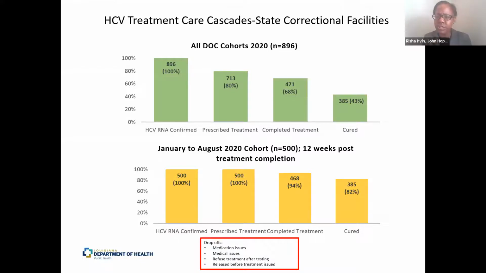In terms of the issues that they have noted in their care cascade, there have been some medication issues, medical issues where people had something else come up in the middle of treatment. There have been some individuals who have refused treatment after testing positive. And then there are people who were released before treatment was issued.